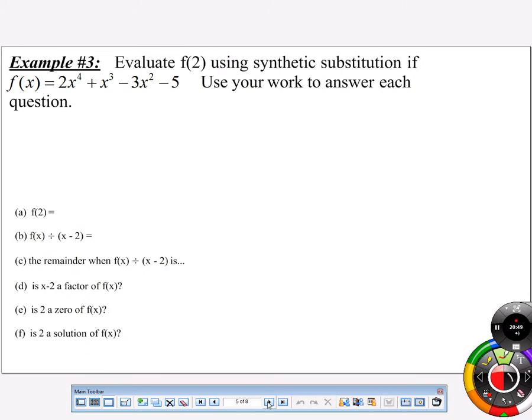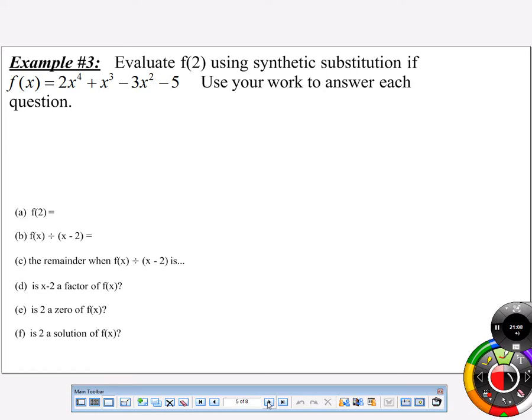So sometimes this synthetic division idea is also called synthetic substitution. Okay? So here's what I want you guys to do. There's a polynomial up here: f of x equals 2x to the fourth plus x to the third minus 3x squared minus 5. First thing I want you to do, just find f of 2.